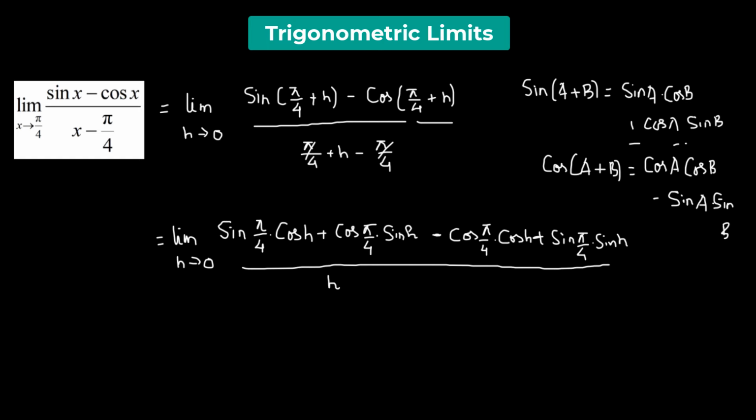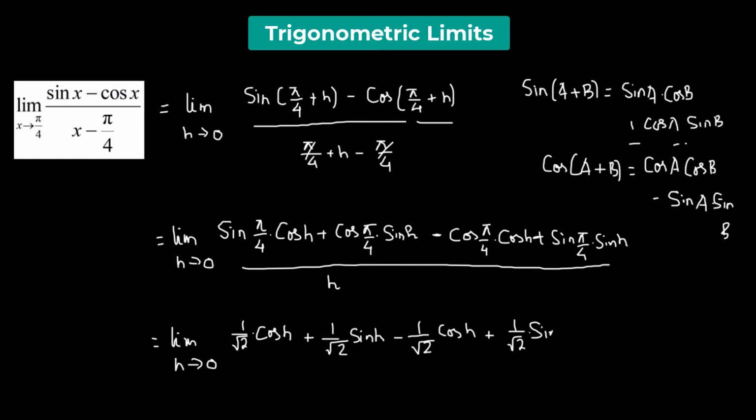Now we know sine pi by 4 is 1 over root 2, so we have limit h approaching 0, 1 over root 2 times cosine of h plus cosine of pi by 4 is also 1 over root 2, so we have 1 over root 2 times sine of h minus 1 over root 2 times cosine of h plus 1 over root 2 times sine of h whole divided by h. So 1 over root 2 cosine of h and negative 1 over root 2 cosine of h cancels each other.